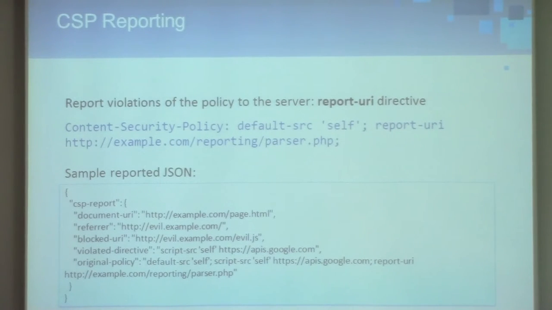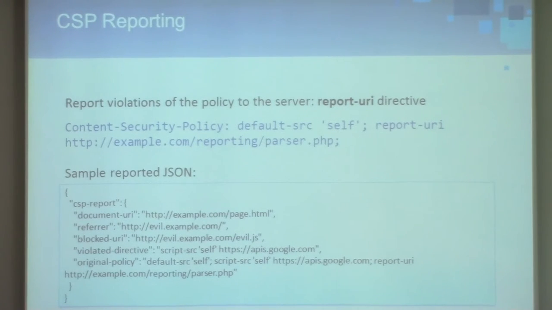Another good quality about CSP is that if some script or resource is being loaded and it violates the policy, you can get a violation report to your server. To do that, you specify the report URI, pointing to some kind of parser application on your backend that will be getting those JSON formatted reports, and you will see where the attack is coming from, if this is an attack. Maybe it's just a bug in your application where you're trying to load images from somewhere, but you didn't specify that resource in your policy. So you're going to see the blocked URI, what the resource is, which policy it's violating, and the original policy that you have. So this is a great monitoring tool.